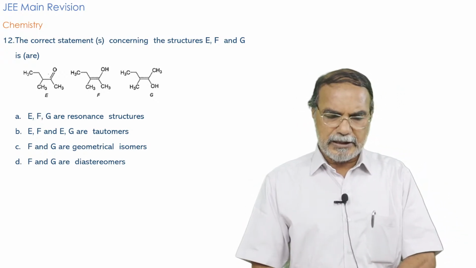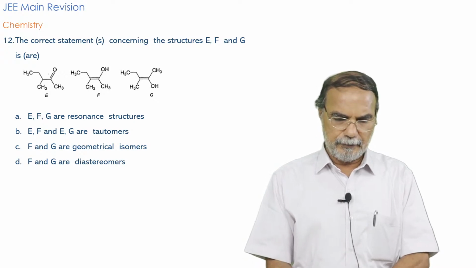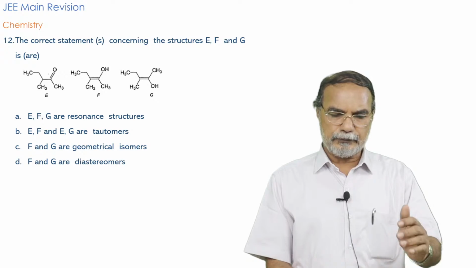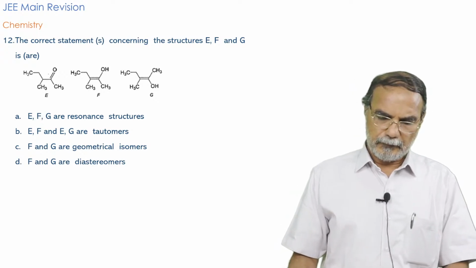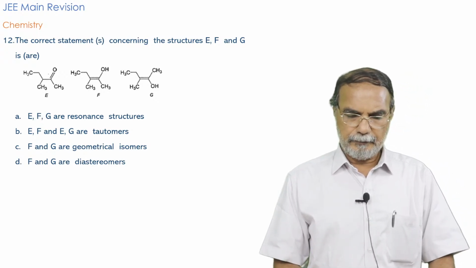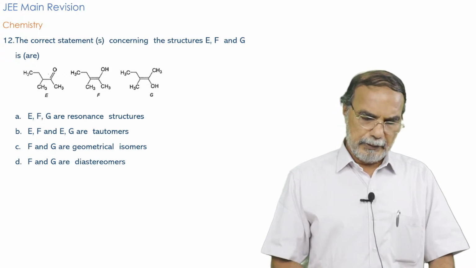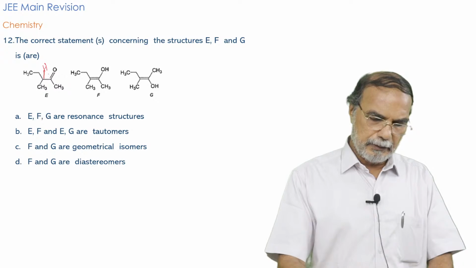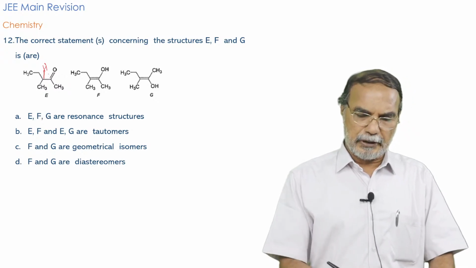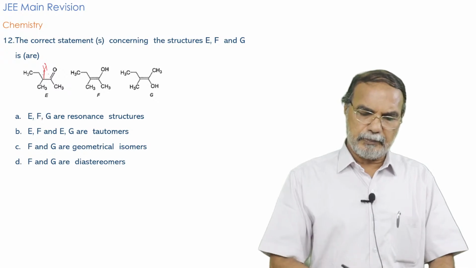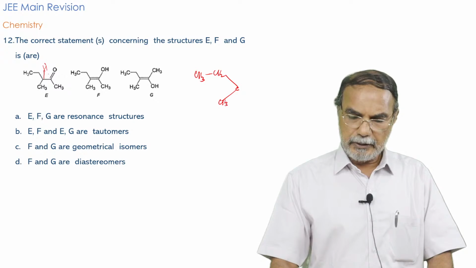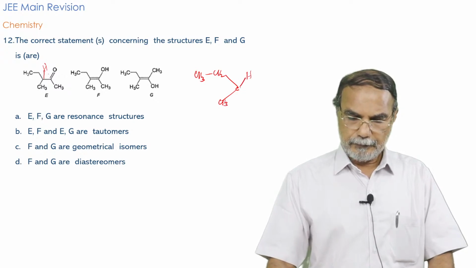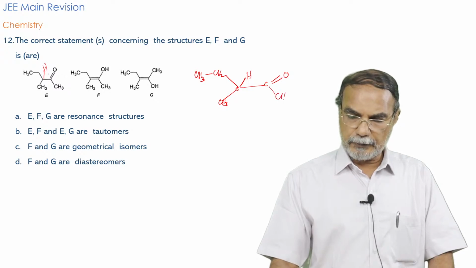The question is about the correct statements concerning the structure E, F and G. Look at the structures very carefully. Now structure E is a carbonyl compound. It has a hydrogen atom here. Don't forget that. It is not written there, but remember that there is a hydrogen atom here. So in that compound, here you have CH3, CH2, and here you have a hydrogen atom, and then you have COCH3, that's the compound.